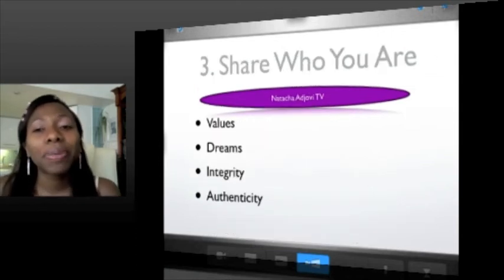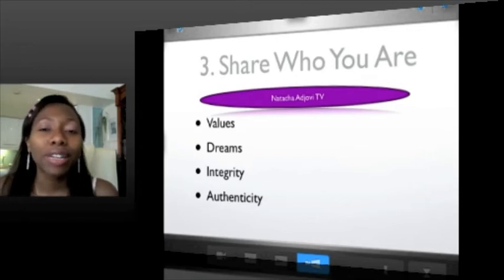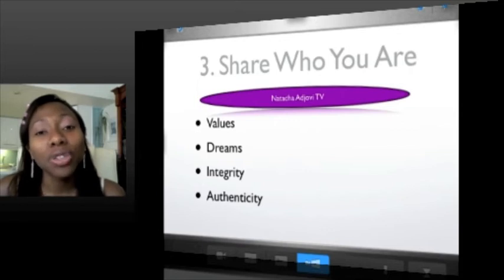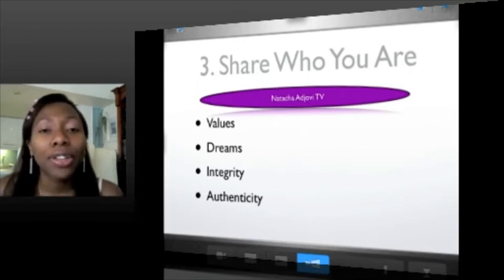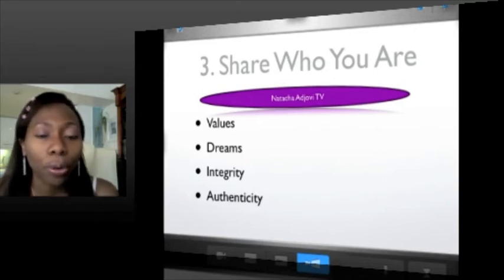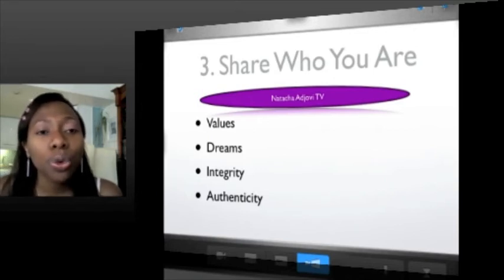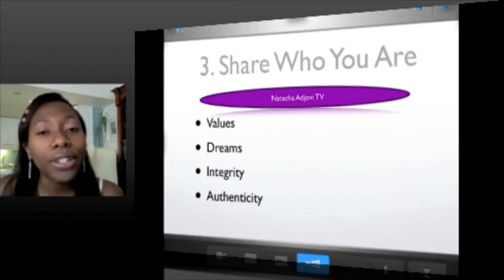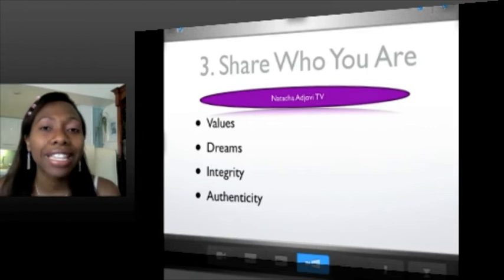The third step is share who you are, and that's really what I love about crowdfunding: you can be who you are. And the reason why people will actually invest in your project, invest in your campaign, invest in what you're doing, is they will first and foremost invest in you, being an individual or a corporation. So while you're creating your project, your campaign, your marketing, make sure you share with whoever is going to view it your values, your dreams, your integrity, and your authenticity.